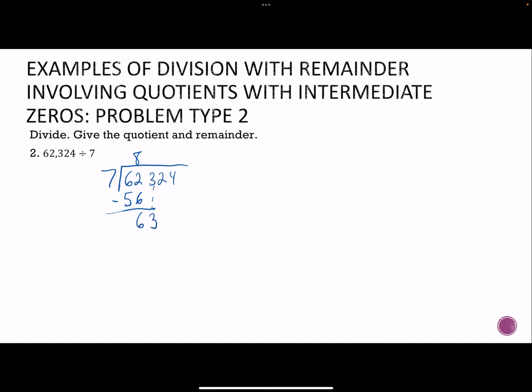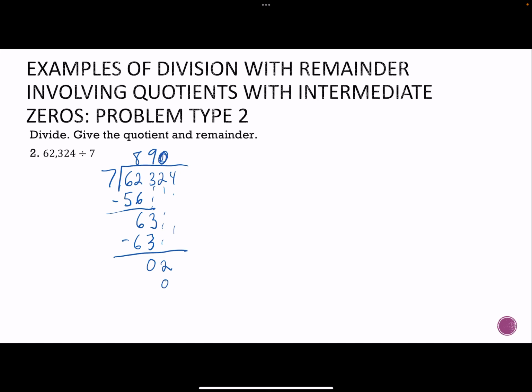Gives me 63. Okay, how many times does 7 fit into 63? Well, that's 9, right? 9 times 7 is 63. Subtract that, get a 0, pull down my next term. How many times does 7 fit into 2? 0. You could skip this step. You could know that you need to put a 0 up there and pull down the 4, but I like to do it this way.